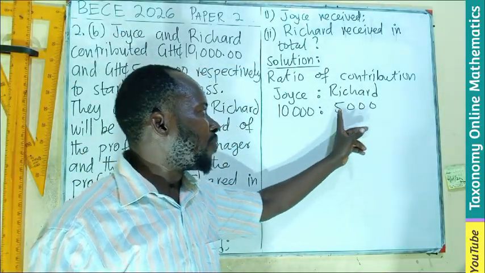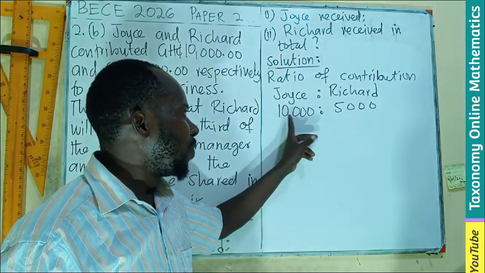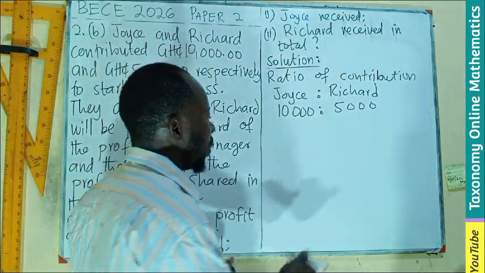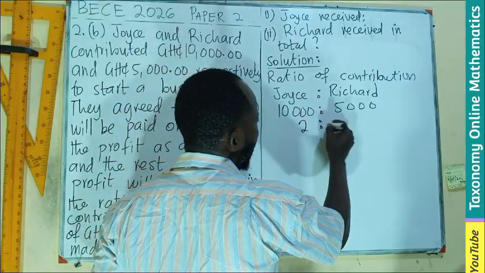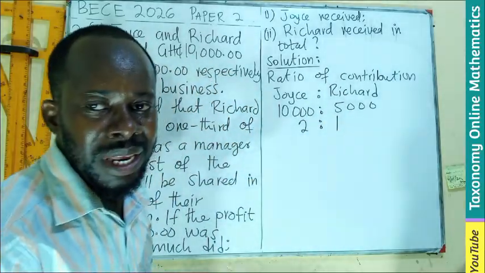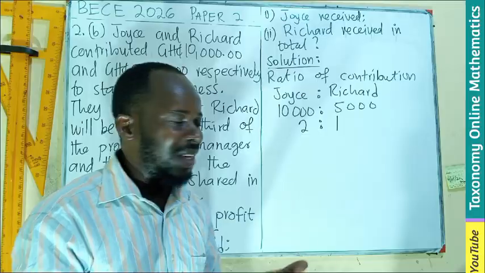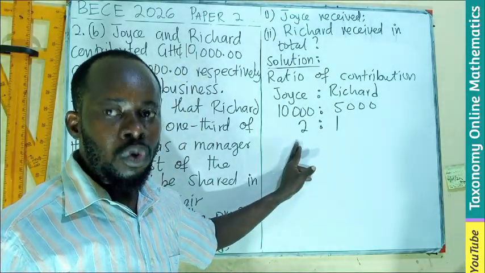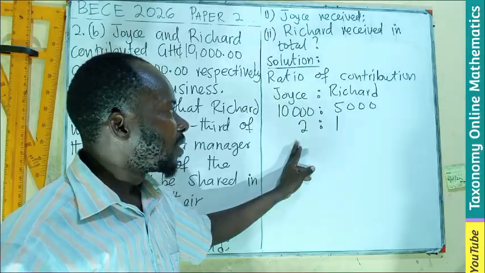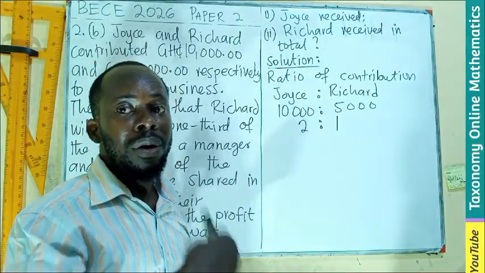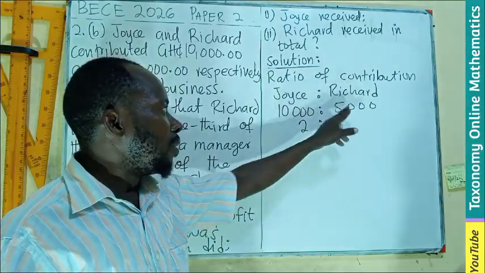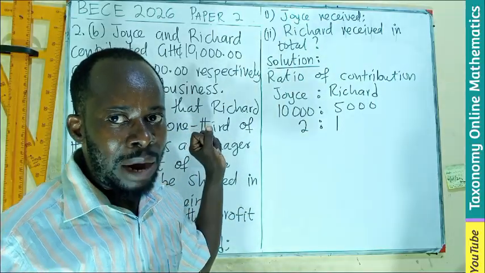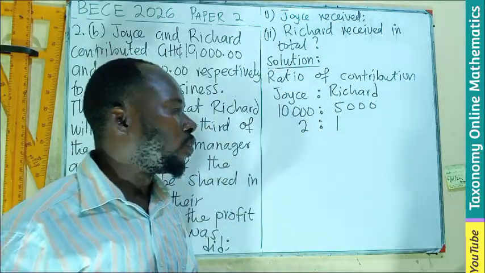1,000 dividing here gives you 5. 1,000 dividing here gives you 10. Then 5 goes here 1, 5 goes here 2. So the ratio is 2 is to 1. Meaning the total money that has been contributed, if we divide it into 3 parts, Joyce contributed 2 parts of that money, then Richard contributed 1 part of that money. If you add 15,000, 2 parts go to Joyce by contribution, then 1 part goes to Richard.